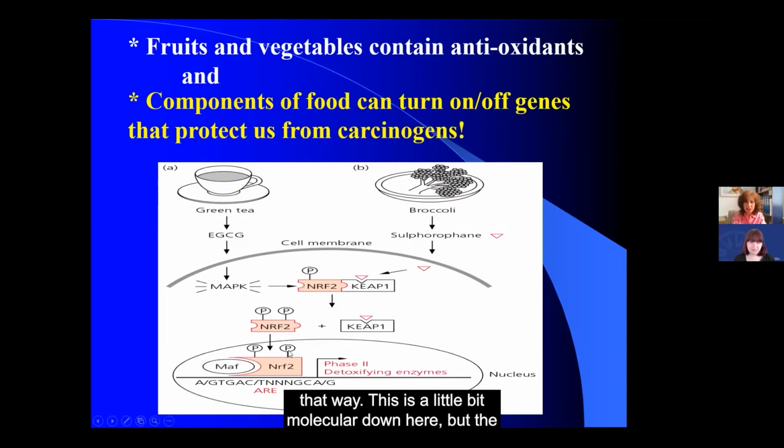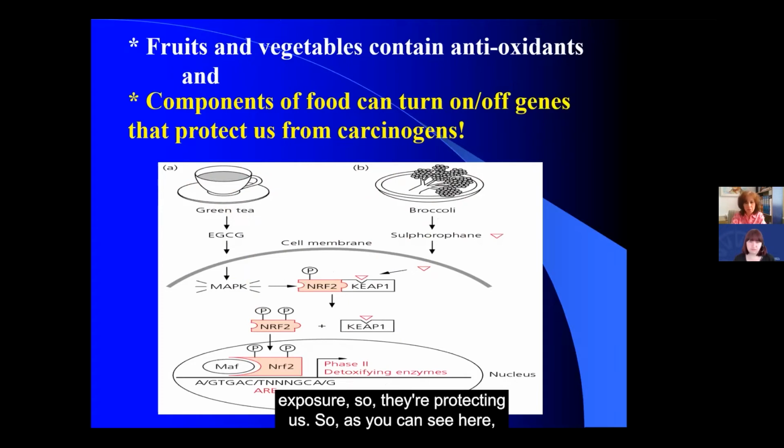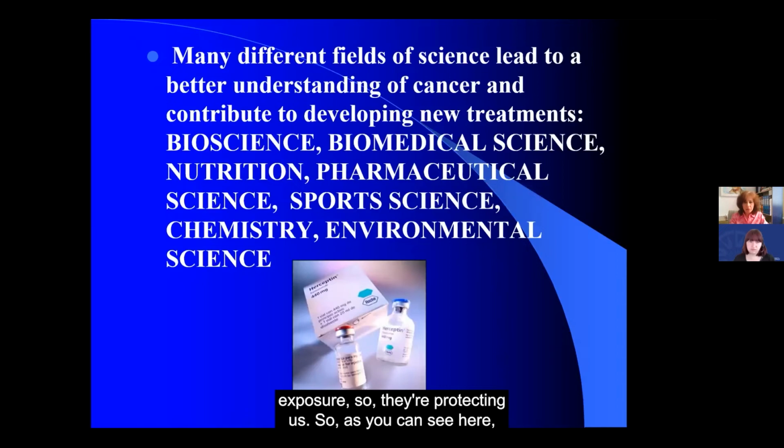This is a little bit molecular down here, but the take-home message is the components in green tea, components in broccoli, actually can go into the cell and turn on genes that code for your detoxifying enzymes, your detox enzymes. Again, these enzymes help you to excrete chemicals more readily from the body, again, so you have less exposure. So they're protecting us. So as you can see here, there are many different fields of science that can lead to a better understanding of cancer and contribute to developing new treatments. Okay, so just from our talk today, you can see how bioscientists are involved, biomedical science, nutrition, pharmaceutical science, if we talk about making new drugs, sports science, important, chemistry, and also environmental science.